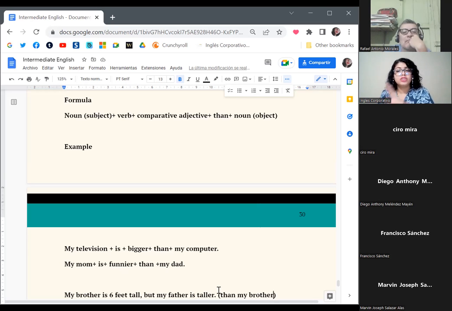So, in that case, it is not necessary to add all the elements for the structure.